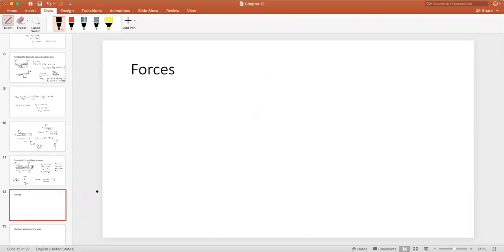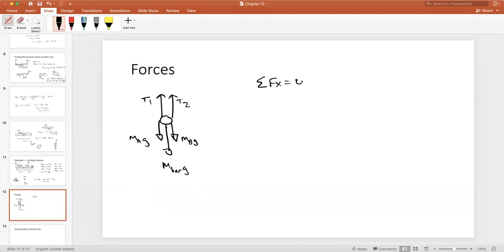So what are the forces? Imagine our system. We know that we have the mass of the bar times G, we have mass A times G, we have mass B times G, we have tension 1, and we have tension 2. The tension of the 2 wires and the 3 weights. So for our sum, there are no X forces again in this problem.